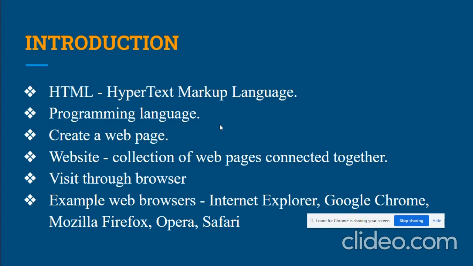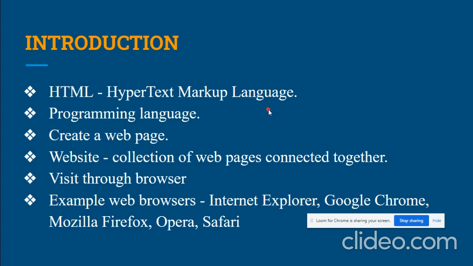So to create this web page, we use hypertext markup language. This is a programming language to create a web page, and a collection of web pages is called a website. These are the basic things you have to know about HTML. So how do you visit a web page? How do you visit Google when you search something?